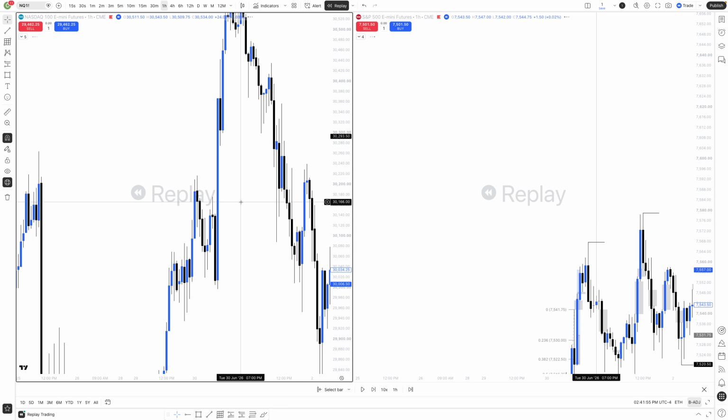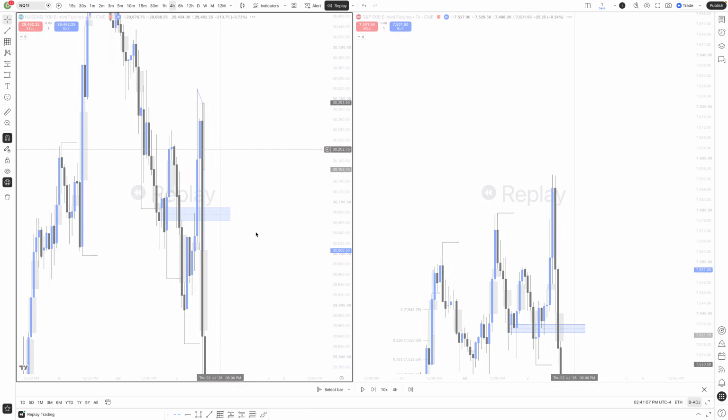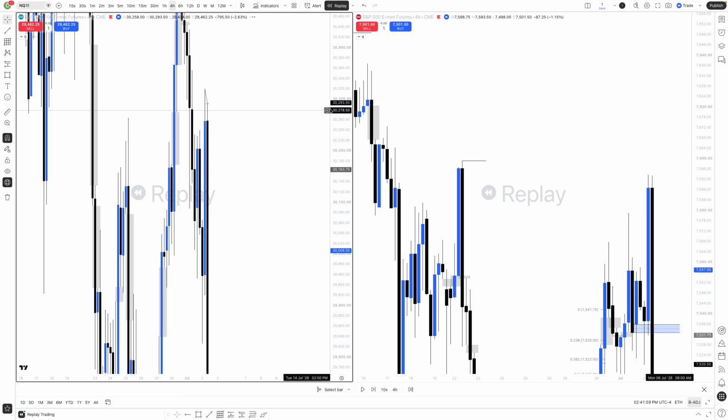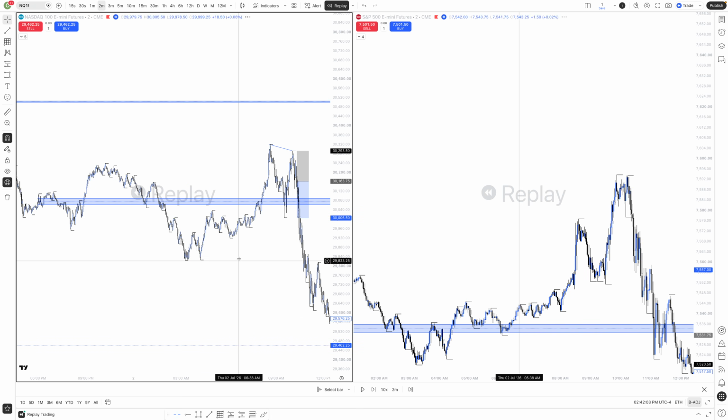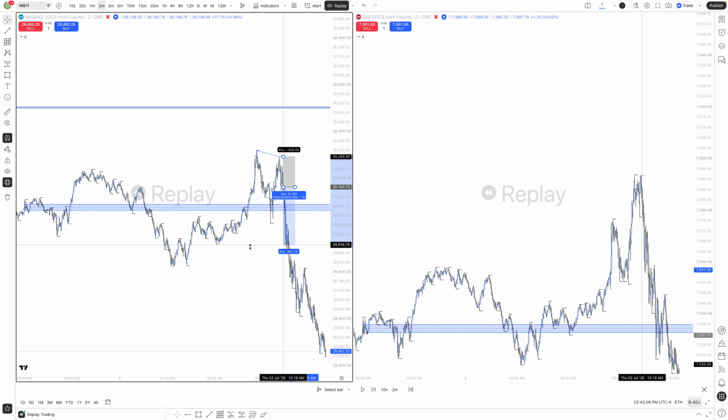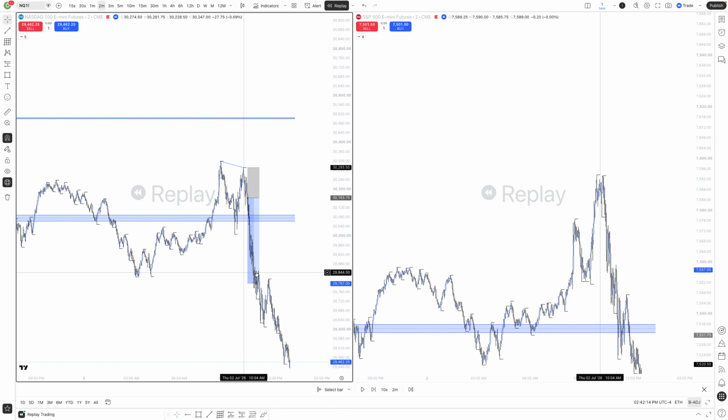Let's check the 1 hour on this. Yeah, and the 4 hour. So you could have TP here. I mean, all of this is untapped. TP here, and anywhere you want in here, really. I would have definitely had my first TP here, move stops to break even, and try to squeeze more out of this.